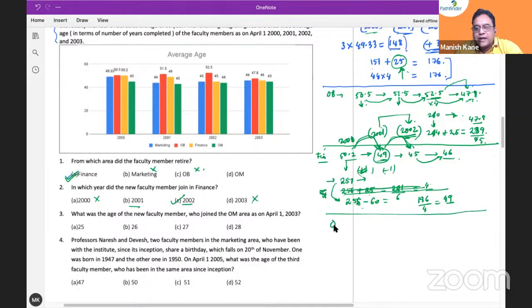So let us have a look at OM. OM, what are the values? 45, 43, 44, and 45. Obviously, in the year, this is 2000, this is 2001, this is 2002, this is 2004. So 2002 and 2003, the averages are going all right. So they're increasing by 1. So nothing happened in 2002 or 2003.